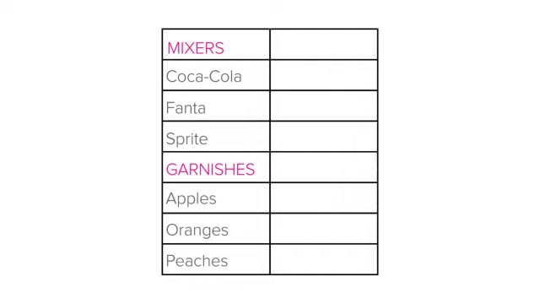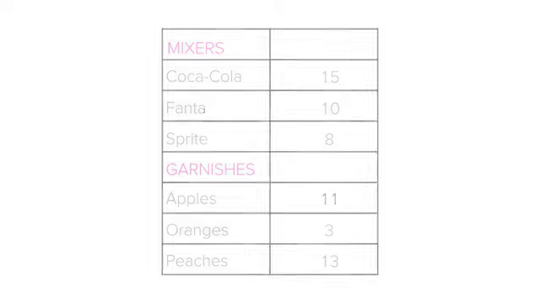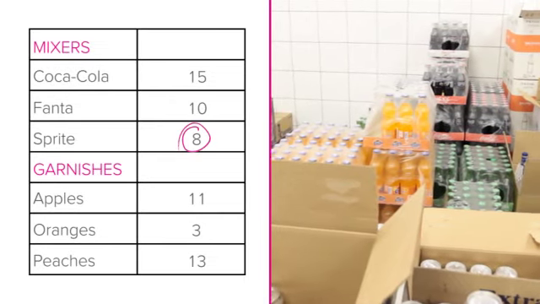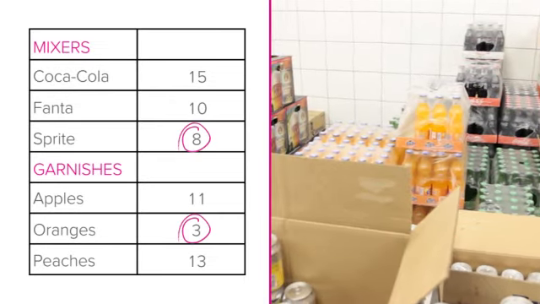A quick test. If the same restaurant in the earlier example has 15 Coca-Colas, 10 Fantas, 8 Sprites, 11 apples, 3 oranges and 13 peaches, how many of which items will need to be ordered? Yes, at least 2 Sprites and at least 7 oranges will need to be ordered.